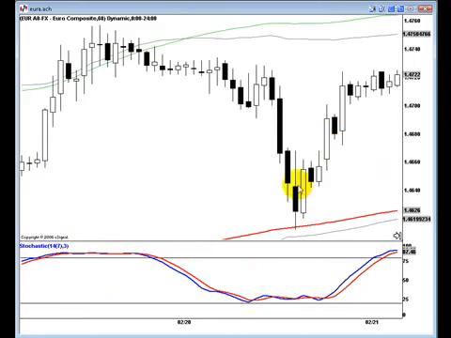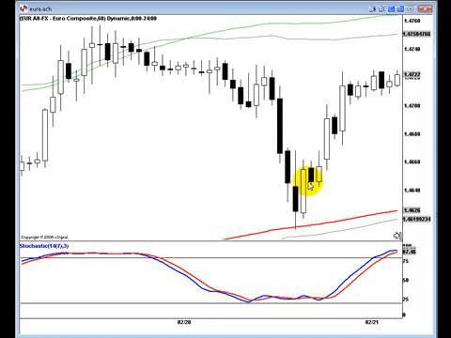And you can see over here is a good example. Although the stochastic isn't quite oversold, it's pretty close. And here we have a candle, this candle here, which touches down on the 200-hour moving average with an oversold stochastic. So assuming that the direction is bullish in this case, we're looking for a reversal pattern.